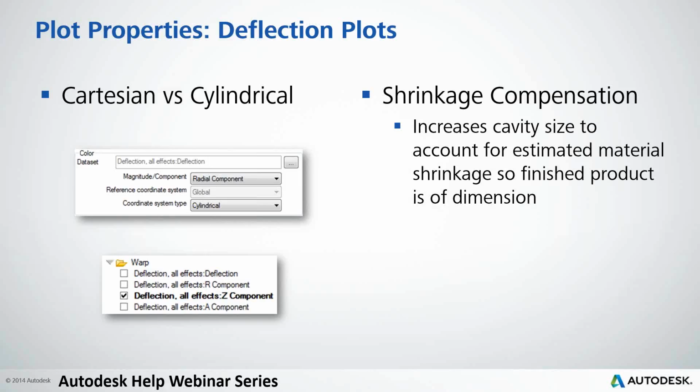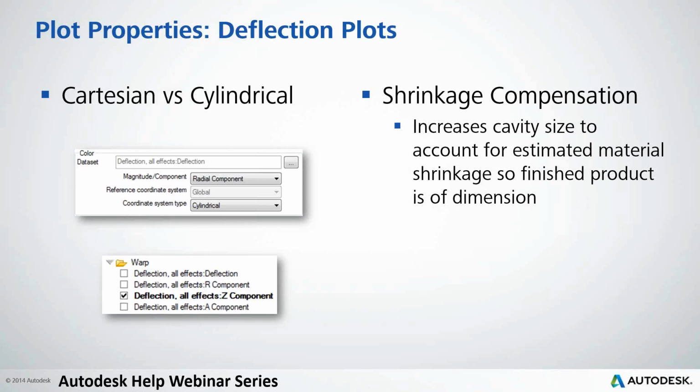The second option within that plot properties for the deflection results specifically is shrinkage compensation. So this is a big topic. I kind of narrowed it down just for ease of the presentation, but there's a lot of good information on this if you're curious about it within the help documents, as well as help articles that Beth had showcased earlier on the Autodesk Knowledge Network.